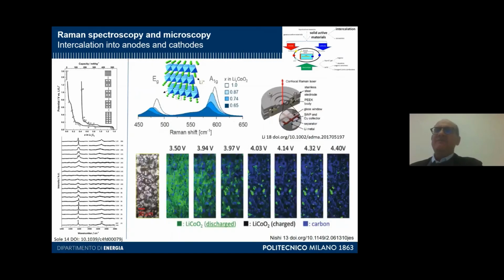Now, in situ Raman, typically performed with one-sided cells, has been extensively employed to follow the structural changes that accompany lithium intercalation in a range of graphite-based anodic materials, as you can see an example on the left panel of this slide, or of oxide and phosphate-based cathodic materials, an instance of which is reported on the right of this slide.